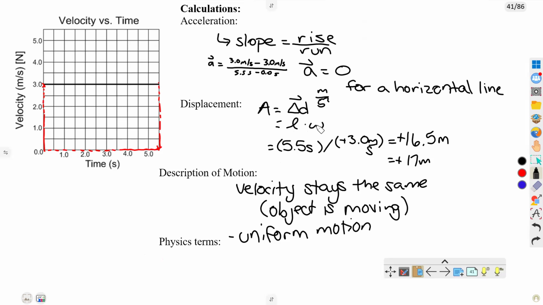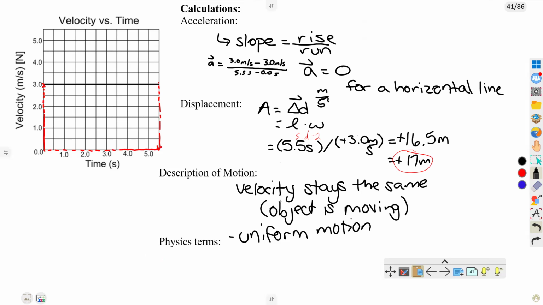The displacement is just length times width, 5.5 seconds times 3.0 meters per second. And we end up with 16.5 meters. Again, though, we're going to keep an eye on our sig digs. Sig digs are going to equal 2 for each of these. So that's why our final answer is going to be 17.